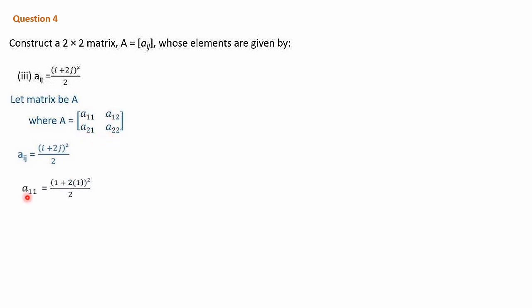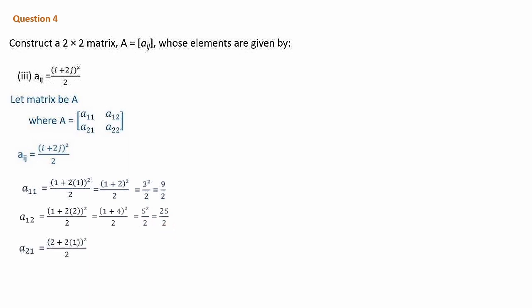So A11 means i is 1, j is 1. So just put i 1, j 1. (1 plus 2 into 1) the whole square by 2. 2 into 1 is 2. So (1 plus 2) the whole square by 2, that is 3 square by 2, that is 9 by 2. Calculation is quite simple. Then A12, i is 1, j is 2. So (1 plus 2 into 2) the whole square, substituted. 2 into 2 is 4. So (1 plus 4) the whole square by 2, that is 5 square by 2, that is equal to 25 by 2.